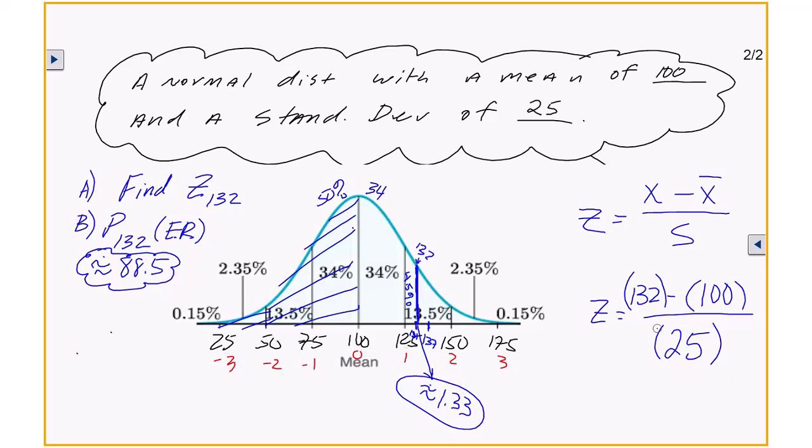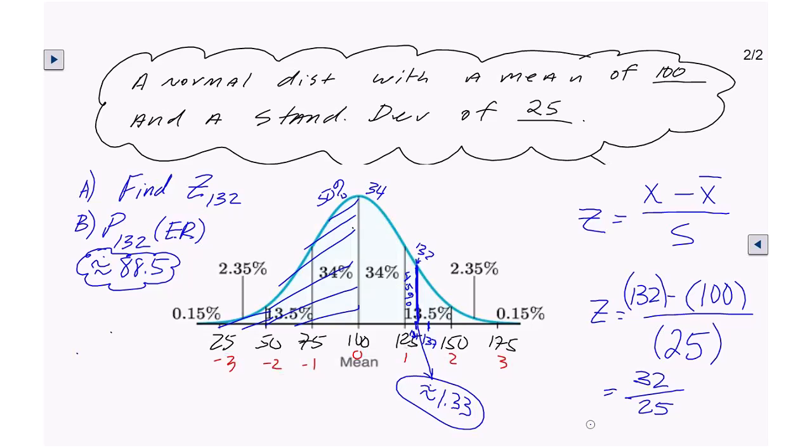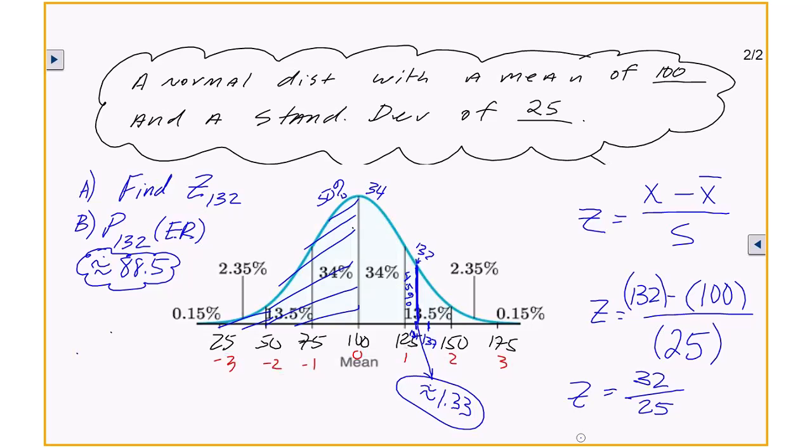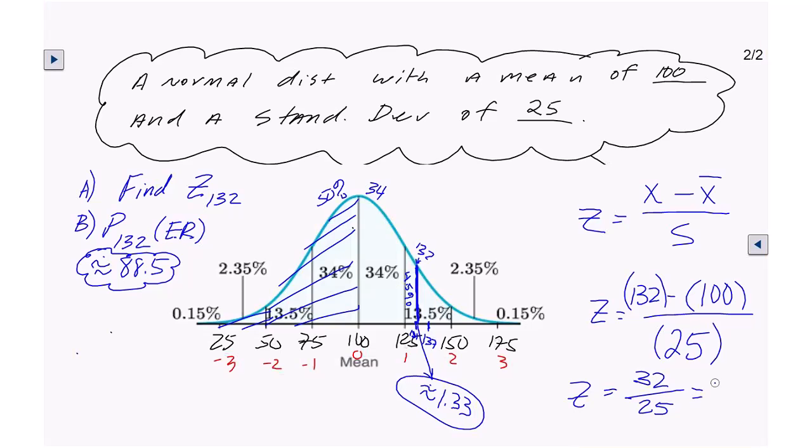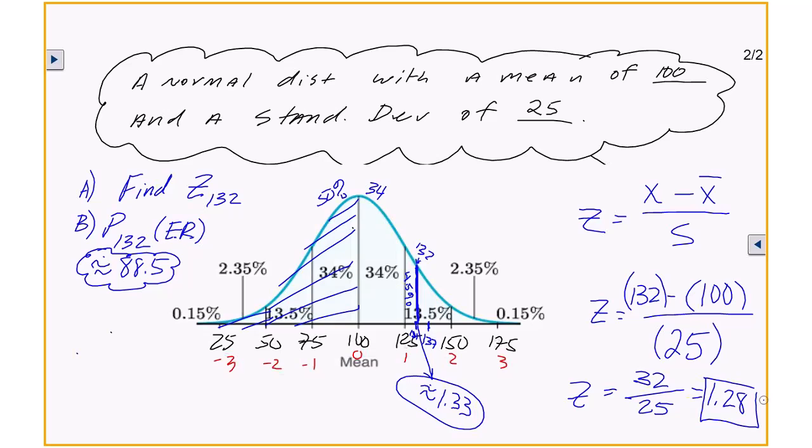All right, I'll do this for you. That's 32 over 25. Now somebody take your handy dandy calculator and tell me what 32 over 25 is. 1.28. And that is your z-score for 132.